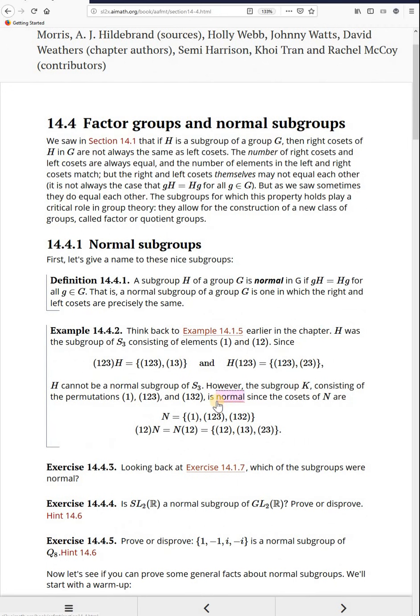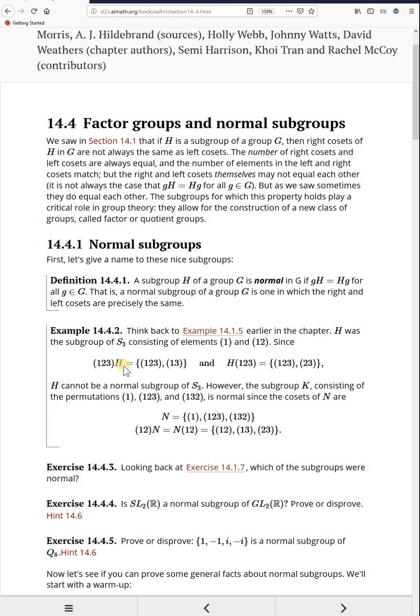And you have some examples. Here in this case we have S3, and we have a subgroup H consisting of the elements 1 and (1 2). If we take this element (1 2 3), which is an element of S3, times the set H, you get this result. But if you multiply on the right, you get a different result. So that's kind of the idea. In this case, this left coset is not the same as this right coset, so big H is not normal.